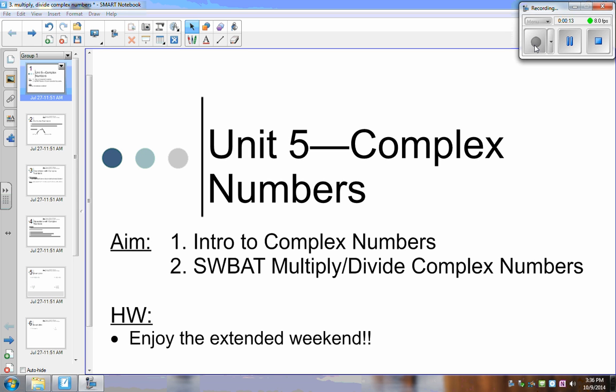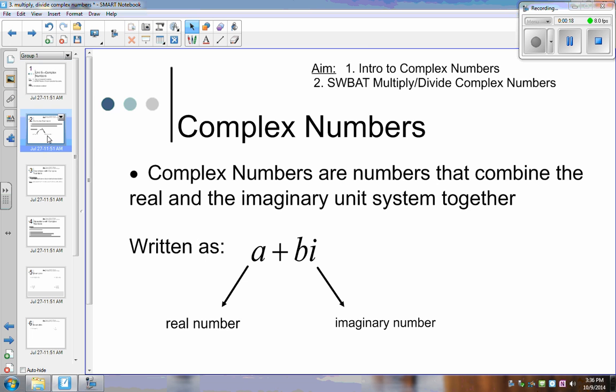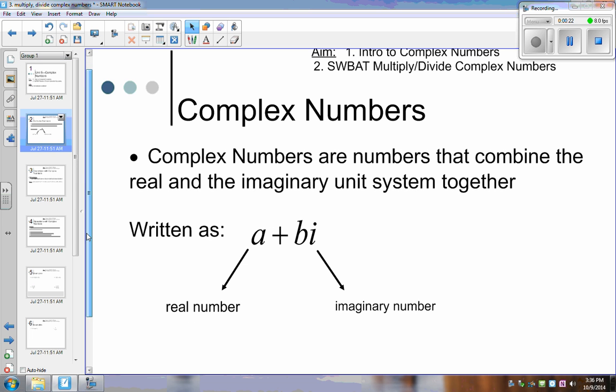But before we actually get into the multiplying and dividing, the first thing we've got to show you is what exactly a complex number is. As we've been talking in class the last couple of days, there are real numbers, and then there's the imaginary number system that we've been learning about throughout the week. If we take a real number value and combine it with an imaginary unit value, we create what's called a complex number.